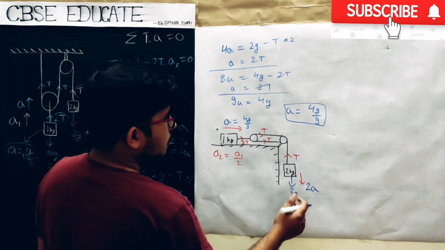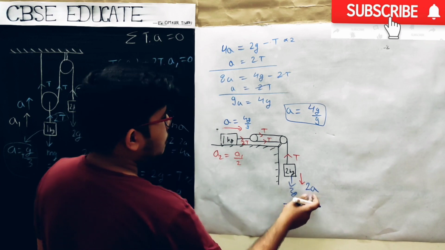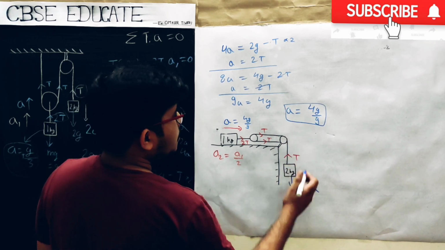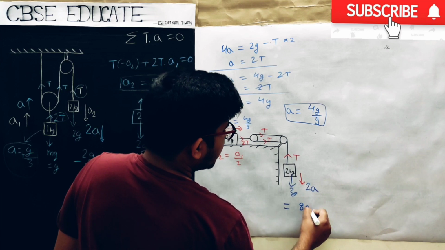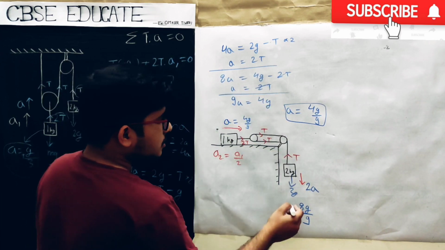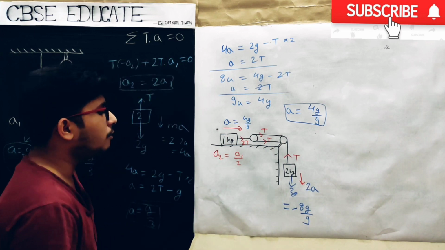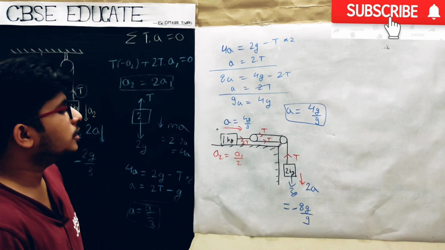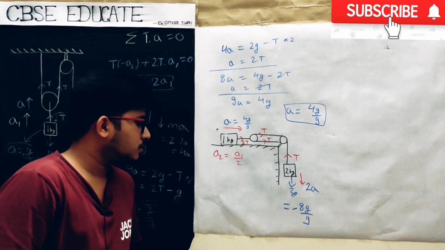And the acceleration for this is what? Twice of a. So twice of a will be 8g by 9. And the body is accelerating in downward direction, so it will be minus 8g by 9. Okay. Now coming to some next questions.